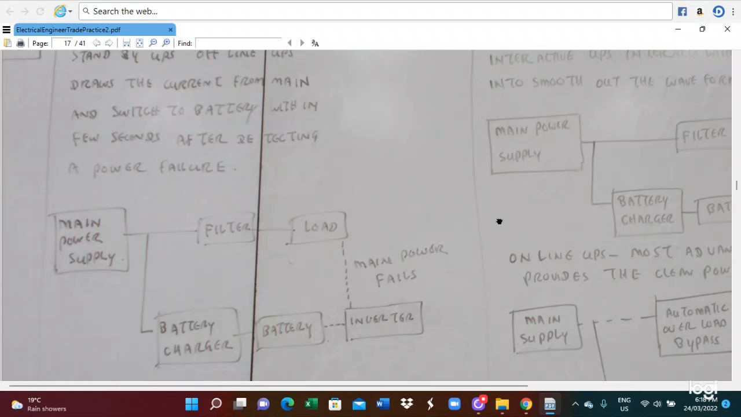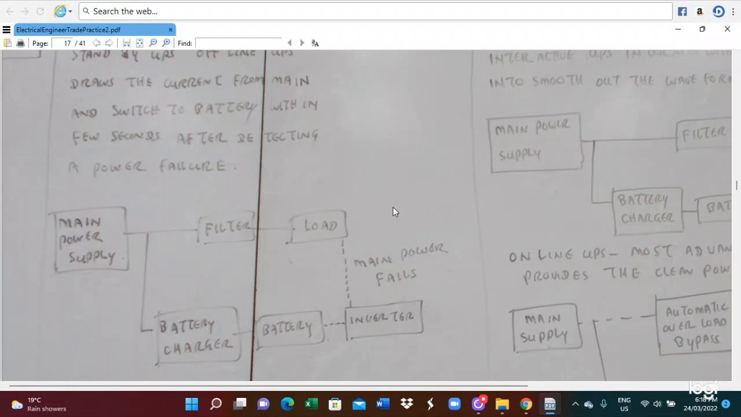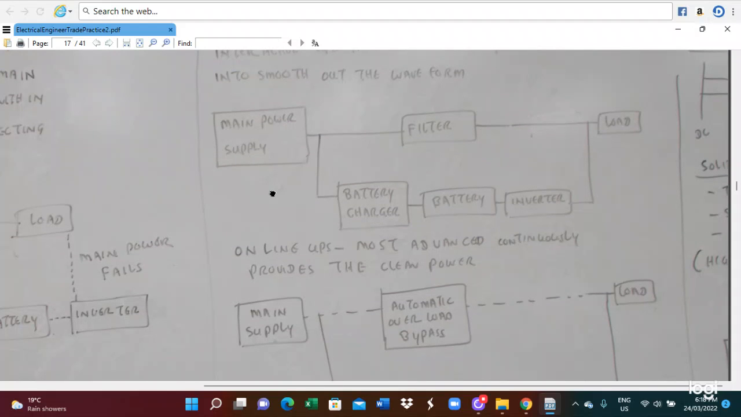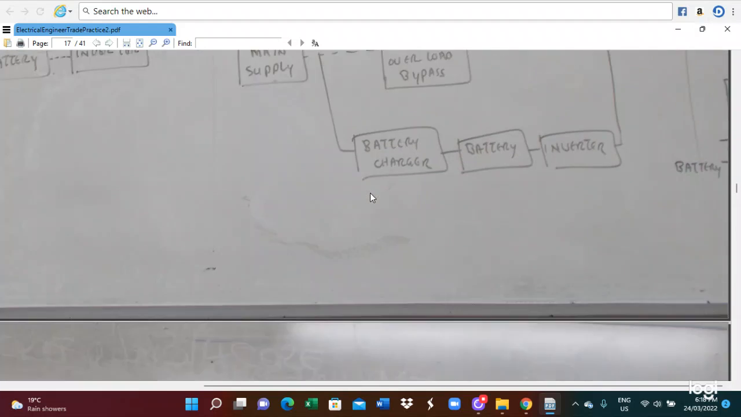So with the offline UPS, the main power is supplying the load. Online UPS is continually supplying the load, whether the main power fails or not, it's supplying the load. But when the main power fails, the UPS stays supplying the load. So this is the online and offline UPS system.